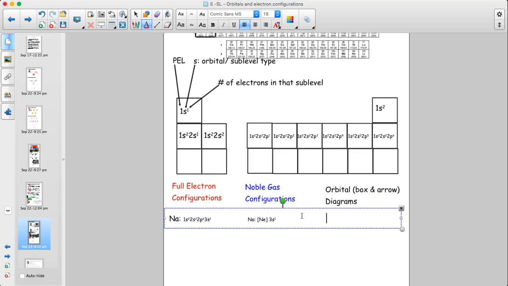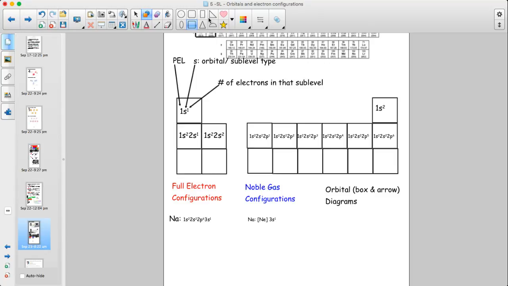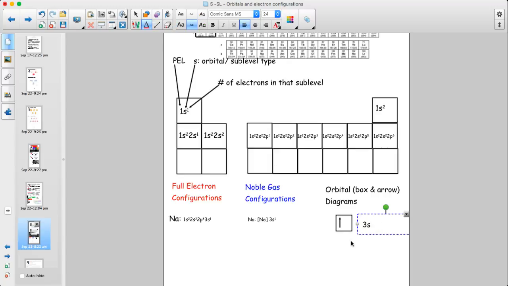Finally, if we were going to draw an orbital diagram for sodium, we generally would just have to draw it for any electrons after neon. So we would only have to draw it for the 3s orbital. It would have one electron in it, and we would be sure to label that that is the 3s.